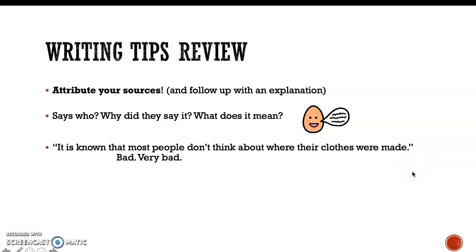It is known that most people don't think about where their clothes were made. Well, it says who, right? Was it a researcher who actually knows what he or she is talking about? Or was it like Uncle Bob who lives next door who just came up with this idea and now you're quoting it in your paper, right? Is Uncle Bob a reputable source? Maybe not. So yeah, we want to avoid those kinds of sentences. Always attribute your sources and explain how it's relevant to your argument.